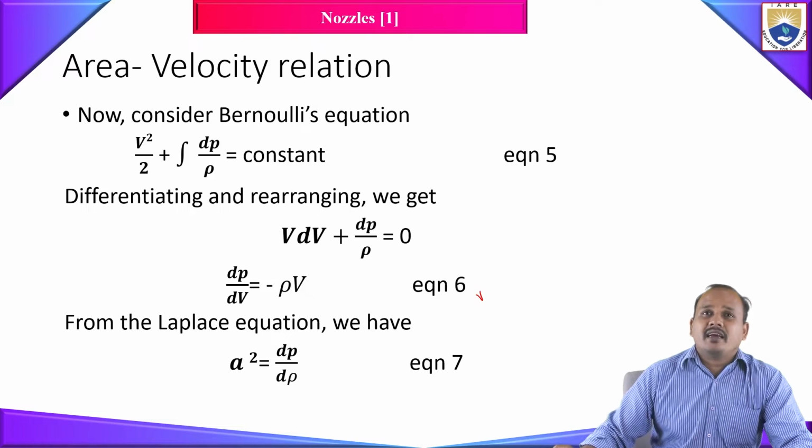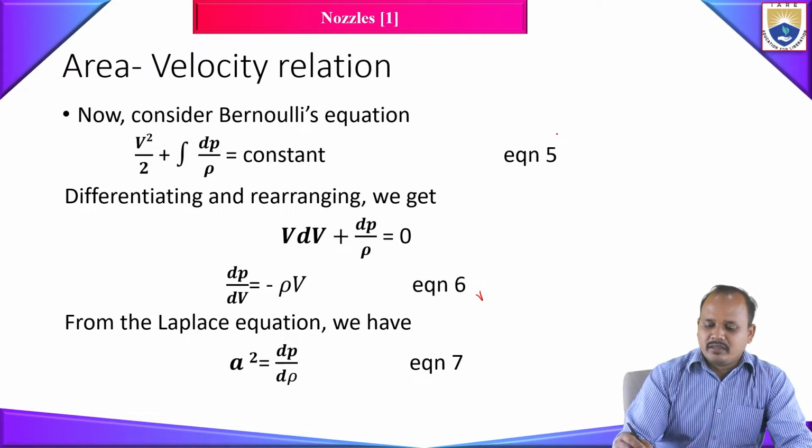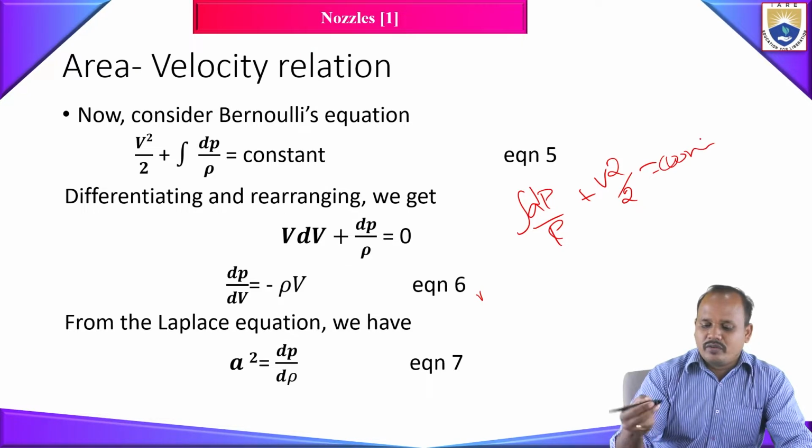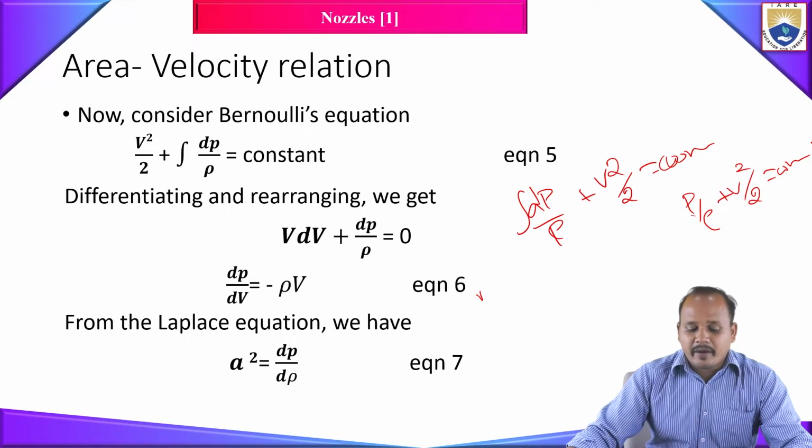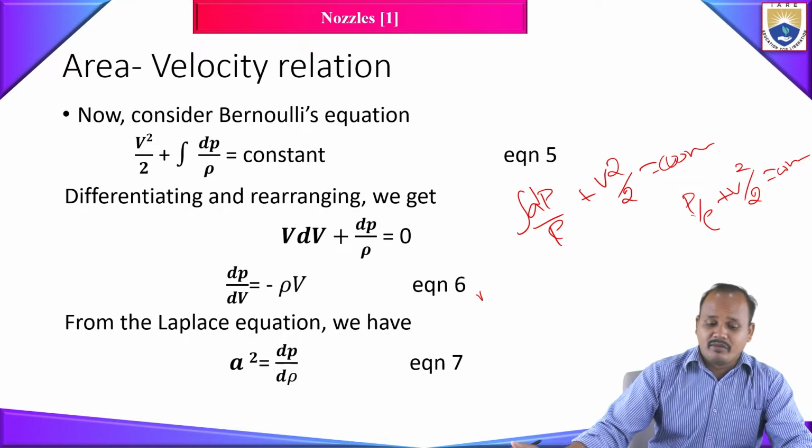Now let's take a general form of our Bernoulli's equation, that is, integration of dp by rho plus v square by 2 is equal to constant. For incompressible flow, we assume that density is constant, so you will have p by rho plus v square by 2 is equal to constant. That is the Bernoulli's equation for incompressible flow. Here I'm taking a general form of Bernoulli's equation.